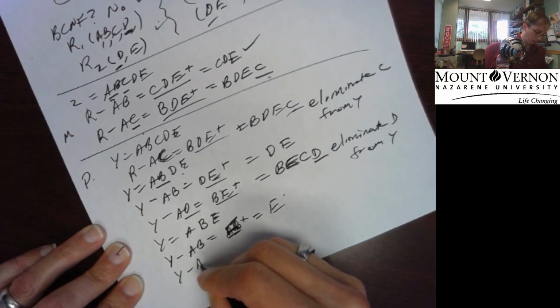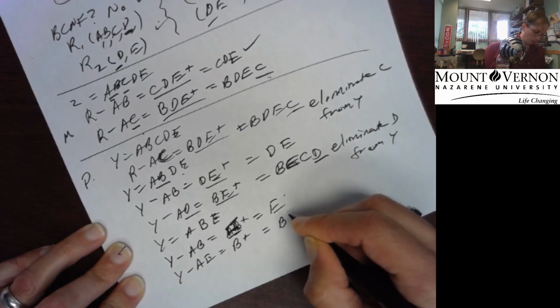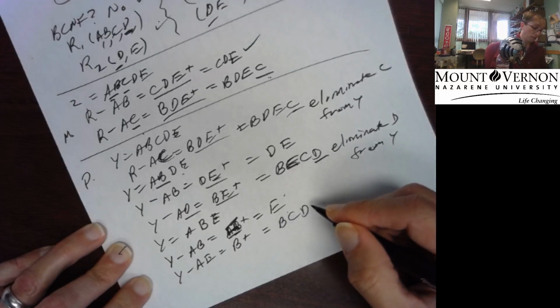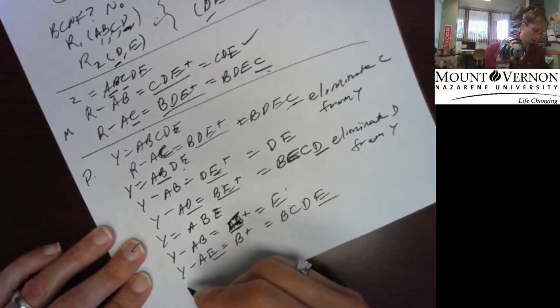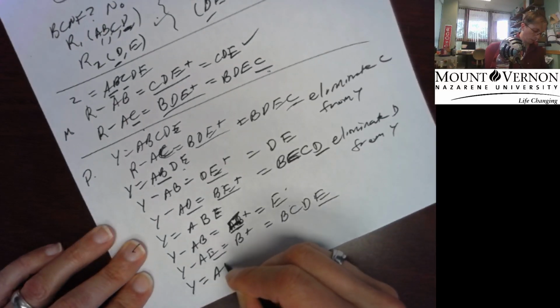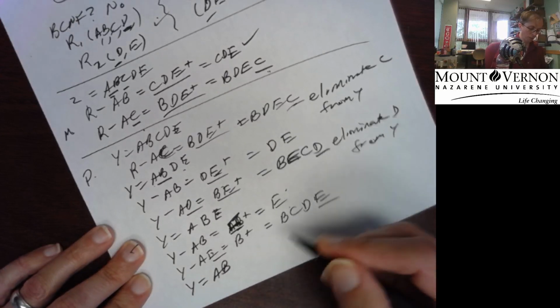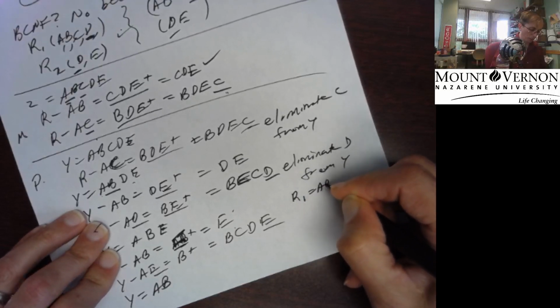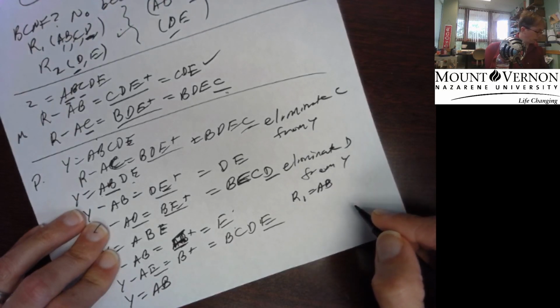So now I'll take the next one. B closure, that gives me B by reflexivity, B functionally determines C, C functionally determines D, D functionally determines E, right? So there's the D, there's the E there. So that just leaves me with Y equals AB. And I have essentially my first decomposition, right?